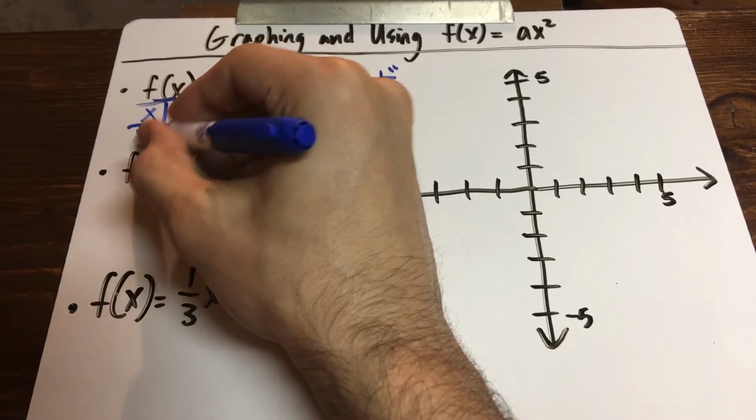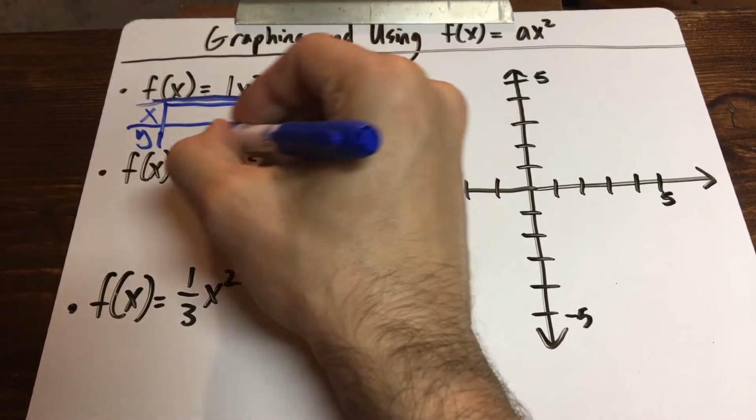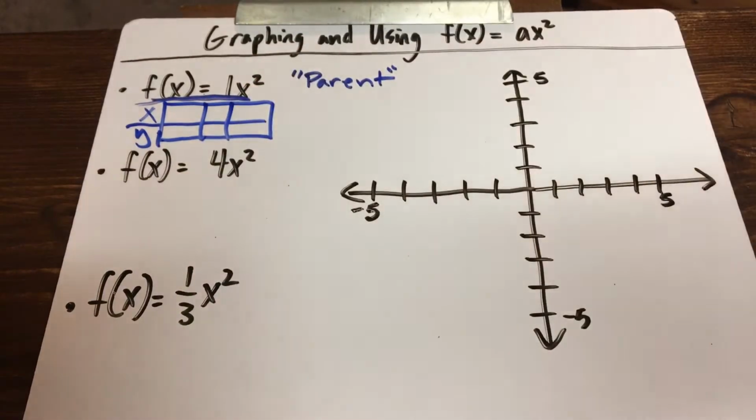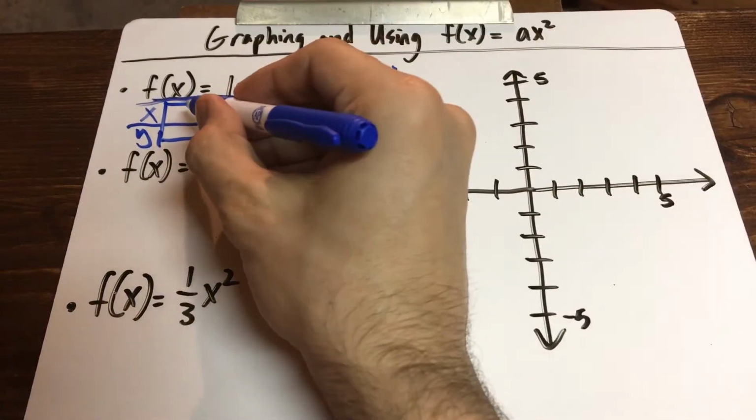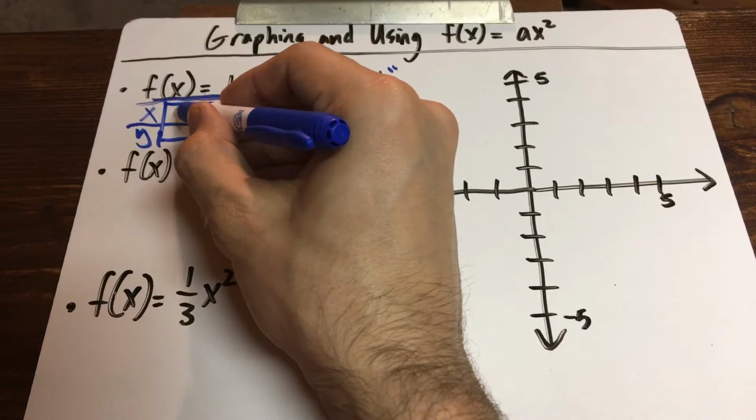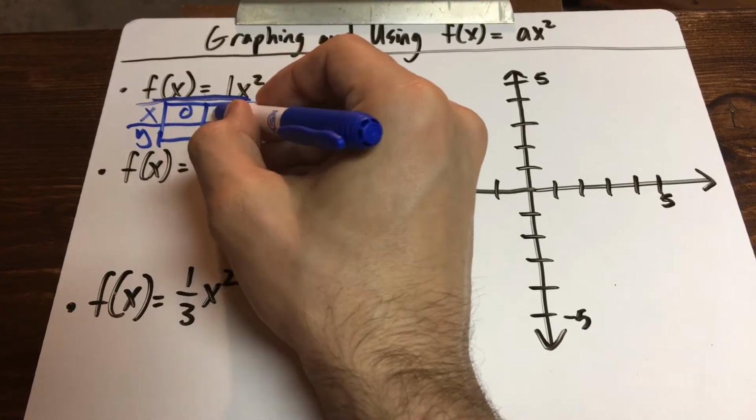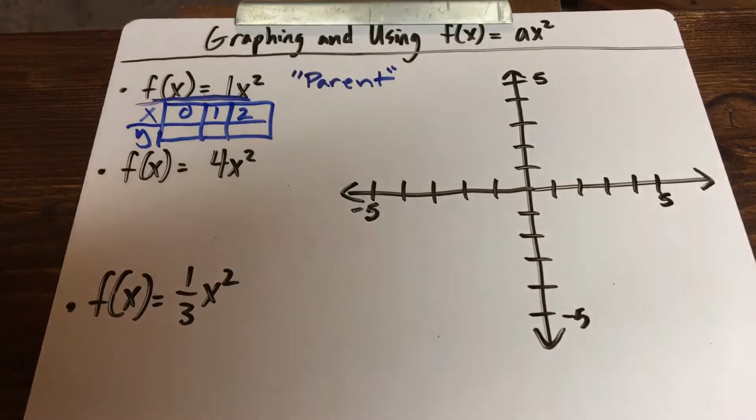I'm going to make this one go sideways. Usually in class, I have them go up and down. Pick the easiest numbers you can think of for the letter X. I'm just going to pick 0. I'm going to pick 1. I'm going to pick 2.